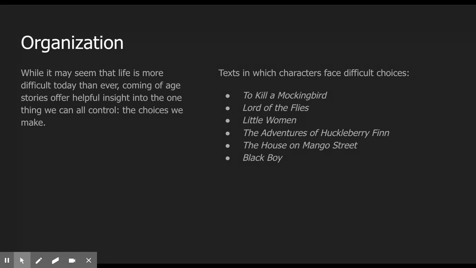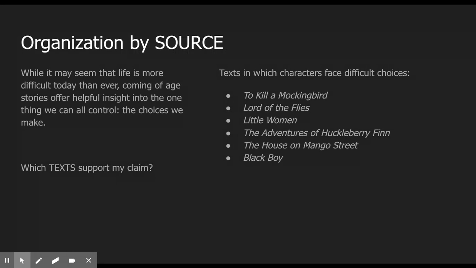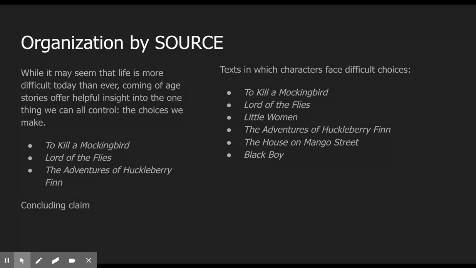How do I organize? Well, if I'm taking what I think is the easier path, and if you're a fan of the 5-paragraph essay, this just almost seems like an invitation to do this. And I'm going to ask which of these, I've got to use 3, right? So which of these 3 texts actually support my claim? And I'm going to come up with these 3. Mockingbird, Lord of the Flies, and Huck Finn each offer stories in which characters have difficult choices to make. So I can build a body paragraph around each one.